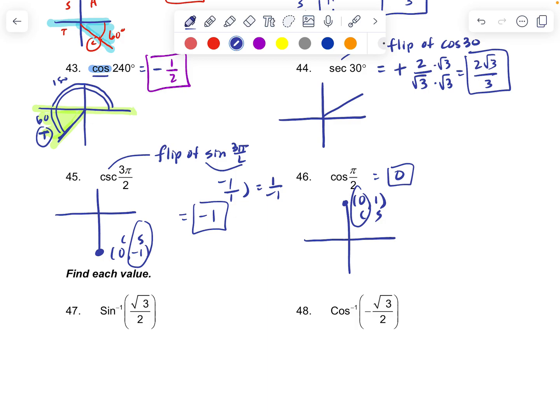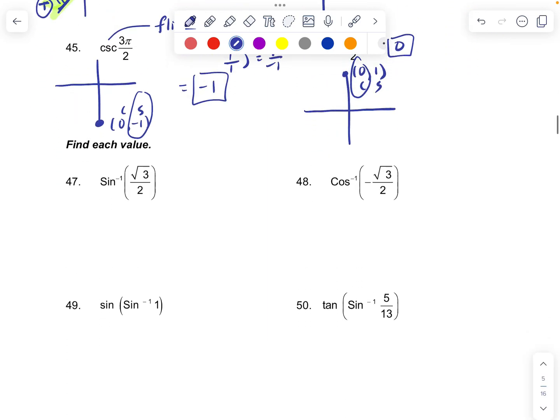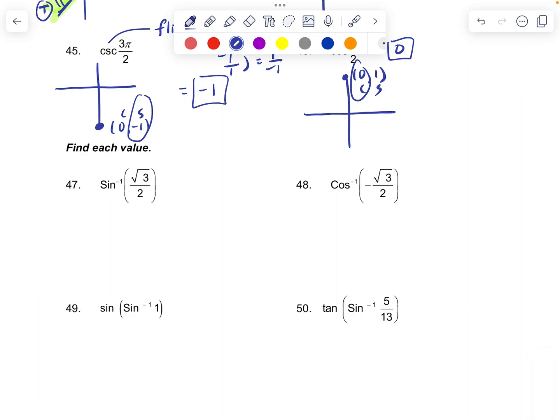Now, for 47 through 50, you need to know where your inverse functions live. So this is something you might want to write on your note card. Sine inverse of x lives in quadrant 1 or 4. Cosine inverse of x lives in 1 and 2. And then tan inverse of x lives in 1 and 4. And you guys remember, if you ever land in quadrant 4, that's the evil quadrant. You have to name your angle going backwards.